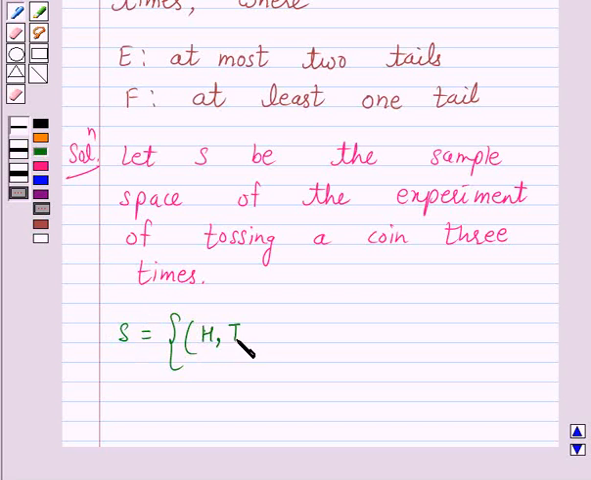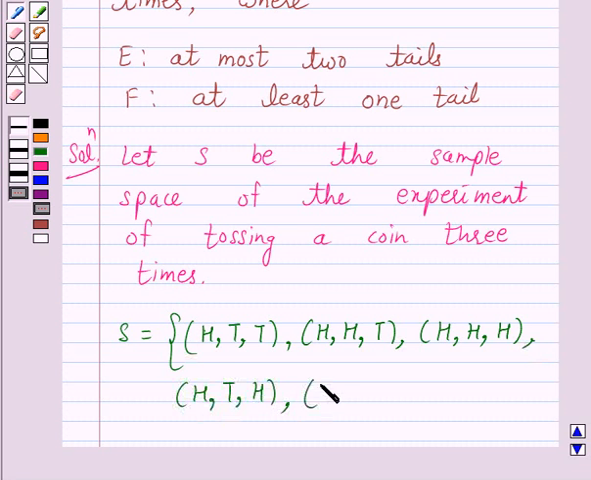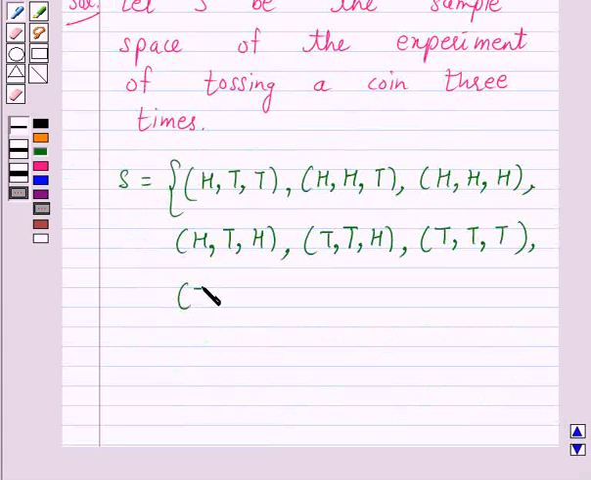H T T, that is head on the first toss and tails on the second and third toss. Similarly, H H T, H H H, that is all the 3 tosses results into head, H T H, T T H, T T T, that is tails on all the 3 tosses, T H T and T H H.